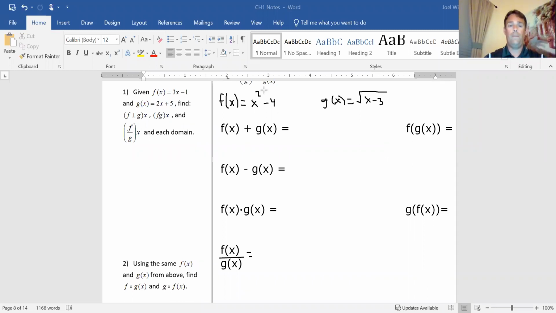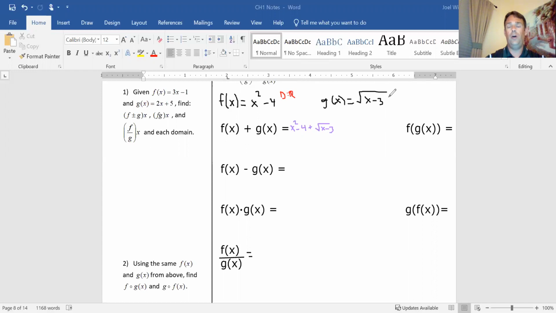All right, so f of x plus g of x, so I have x squared minus 4 plus the square root of x minus 3. So combining them is pretty darn easy. There's nothing that I have to worry about because there are no like terms. The domain is the hard part. So the domain on the first one is all real numbers. Remember, we have to figure out what our original restrictions were because we're going to carry those with us.